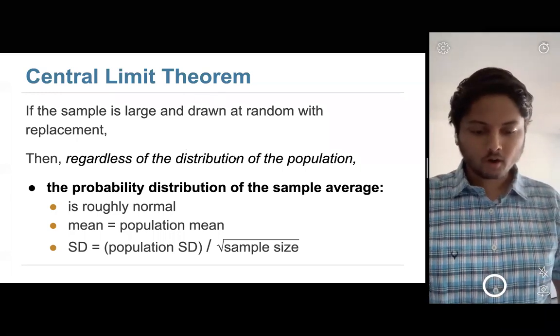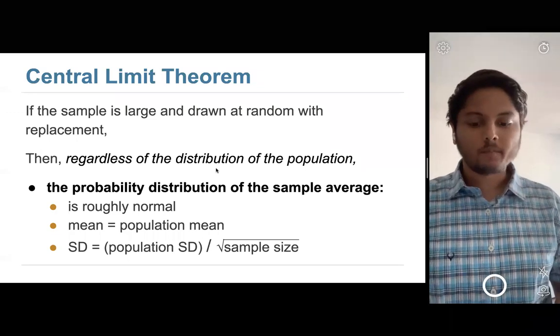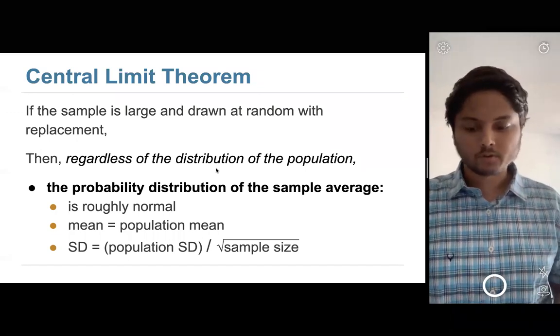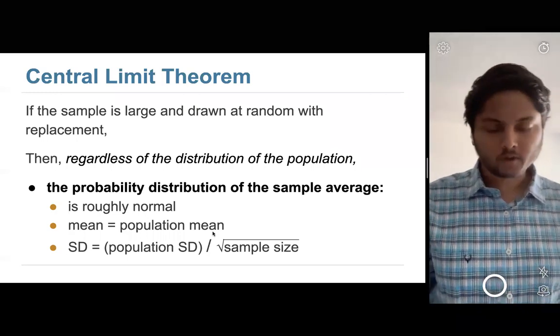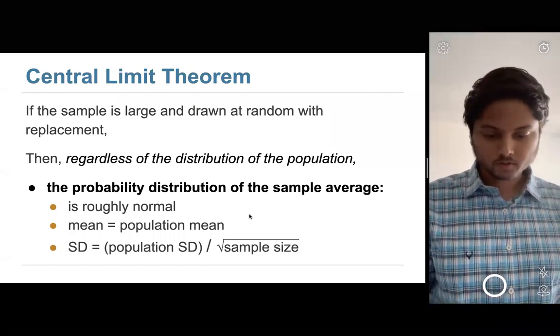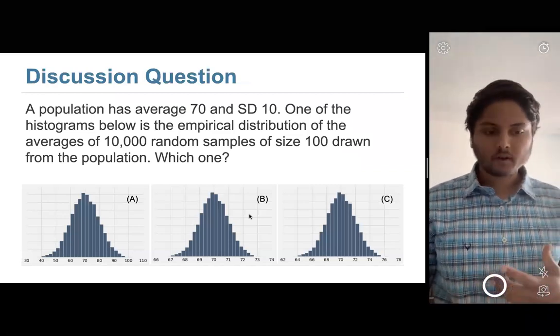And then again, regardless of the distribution of the population, the sample average has a variability that follows a normal distribution. Roughly normal, not exactly, but it's a good approximation. So with that in mind now, let's try to do this discussion question.